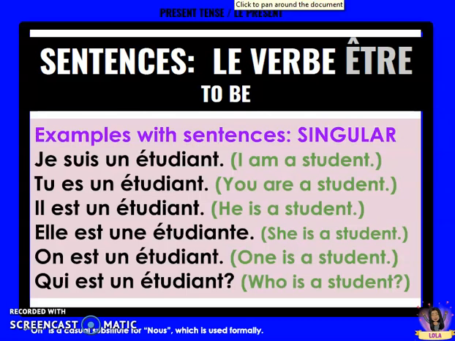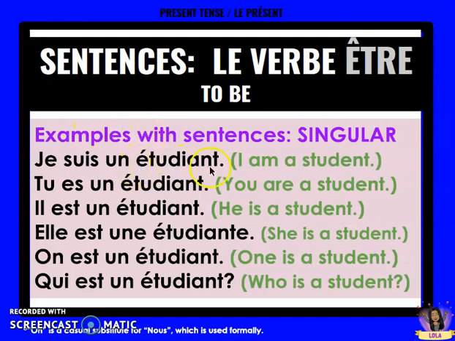Today we are going to talk about le verbe être, and être means to be. We're going to be speaking in the present tense and we're going to talk about sentences using le verbe être. In my other videos you have seen me just explain the verbe être, but today we are going to use sentences. So here's an example in the singular sense.